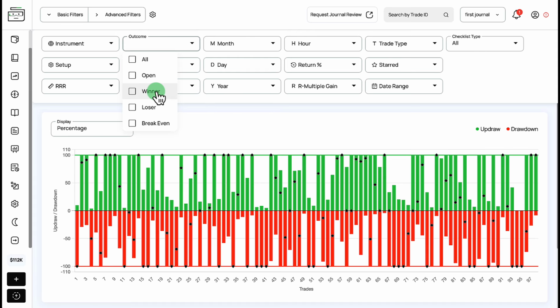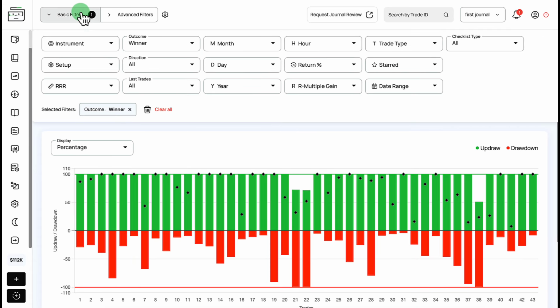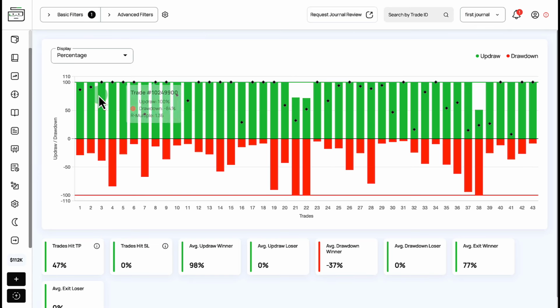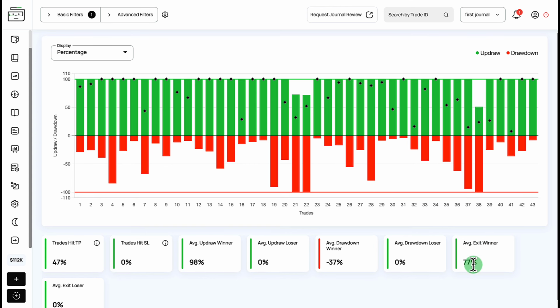So for example, we can choose to look at only our winning trades here. What we see is that it looks very good, because all of the black diamond markers, or many of them at least, are at the take profit line, or very close, because the average exit winning trade tile here of 77% tells us exactly that. On average, we exit our winners 77% towards our take profit.